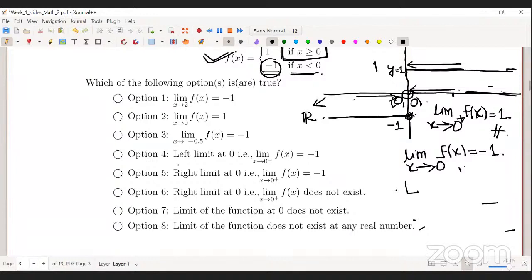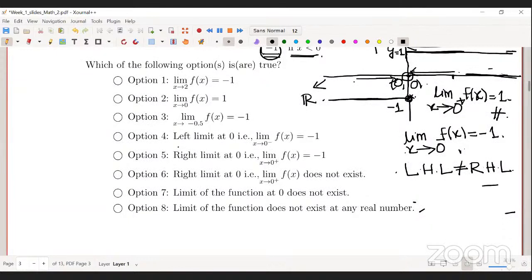So in this case, the left hand limit and right hand limit are not equal. That's why the limit as x tends to 0 of f of x does not exist. So the second option is also wrong. The first option is wrong, the second option is also wrong.